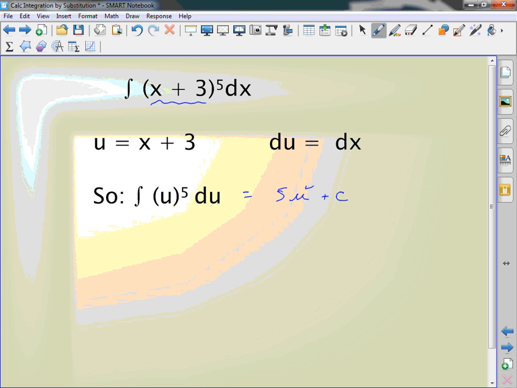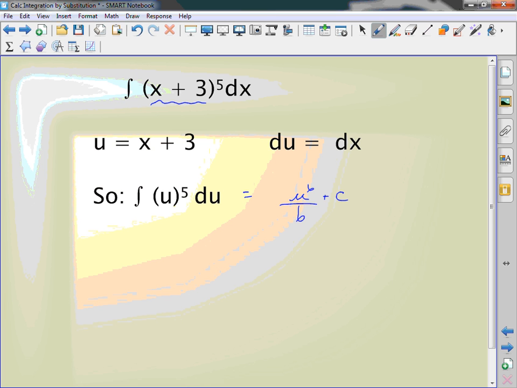Not to the 4th, to the 6th. Wait. You're mixing things up. You took the derivative. When you take the integral, it's the antiderivative. So it's u to the 6th over 6. You're mixing them up. All I did was take u to the 5th and take the antiderivative.